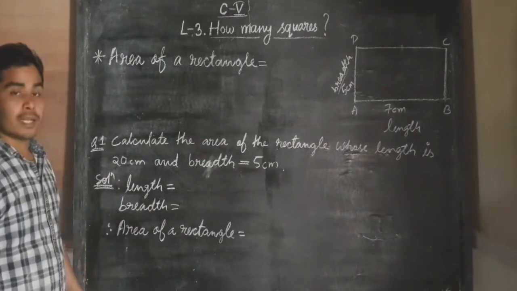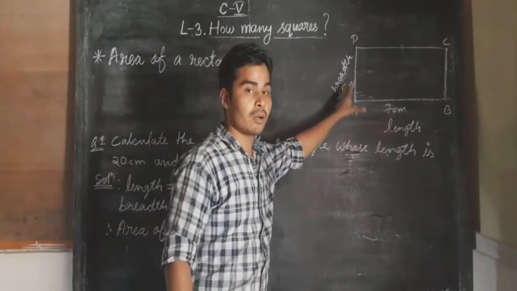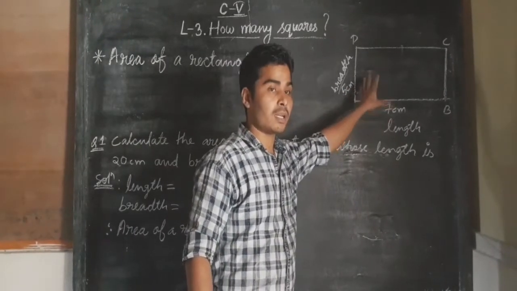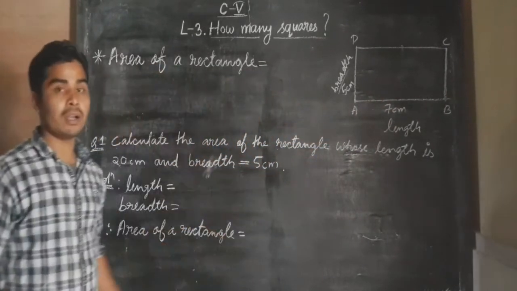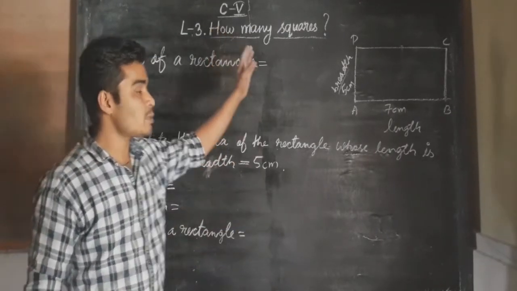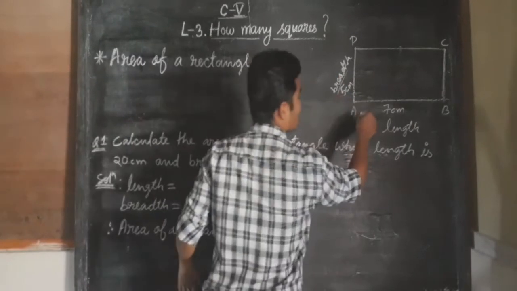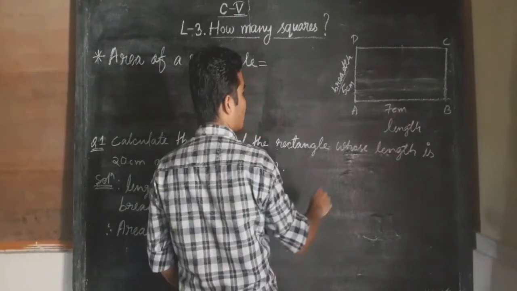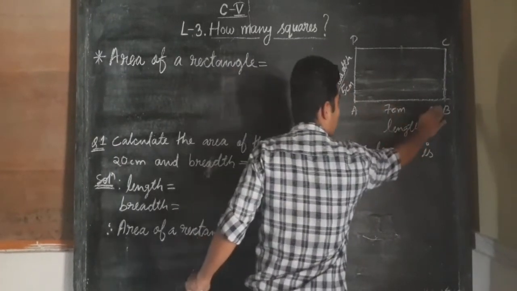Now let us find the area for this special polygon, which is called a rectangle. You can see the opposite sides of this figure are equal, so it is a rectangle. So for finding the area of any figure, we have to divide that figure into small squares. So in this figure also, we are going to divide the figure into small squares. You can see the length of this side is 7 centimeter. So we will divide this side, which is also the length of this figure.